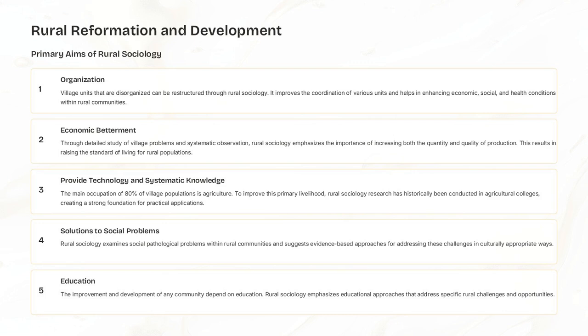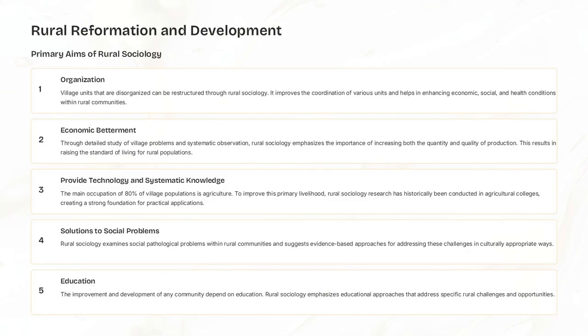2. Economic betterment. Through detailed study of village problems and systematic observation, rural sociology emphasizes the importance of increasing both the quantity and quality of production. This results in raising the standard of living for rural populations.